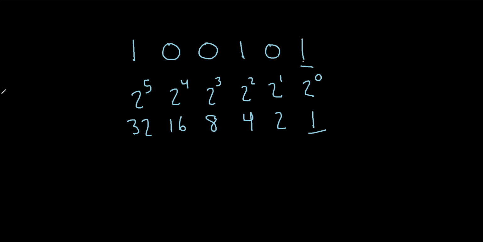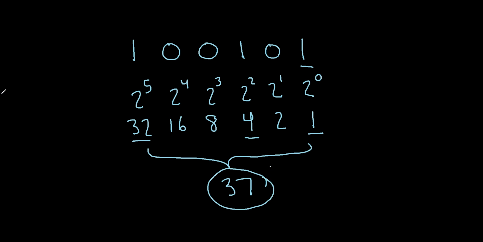And remember, if we have a 1 right here, that means we're going to underline the value right here. So we have a 1. Next, we have a 1 right here, so we'll underline the 4. And lastly, we have a 1 right here, so we'll underline the 32. And the last step is we're just going to add all the values that are underlined. So 32 plus 4, that's 36, plus 1 is 37. So the binary value 100101 is equal to 37 in the decimal system.